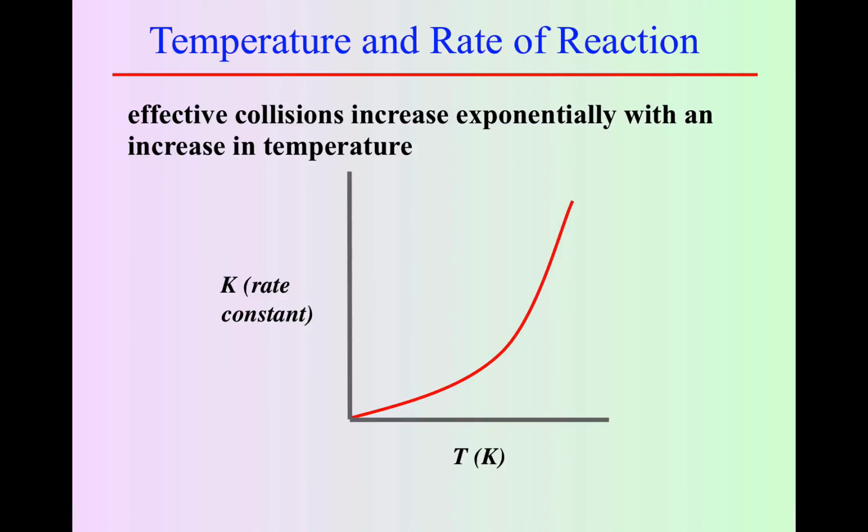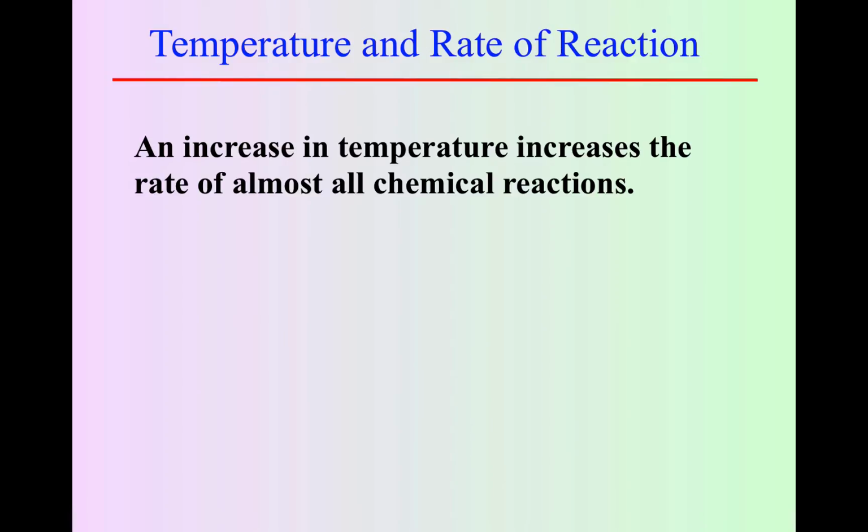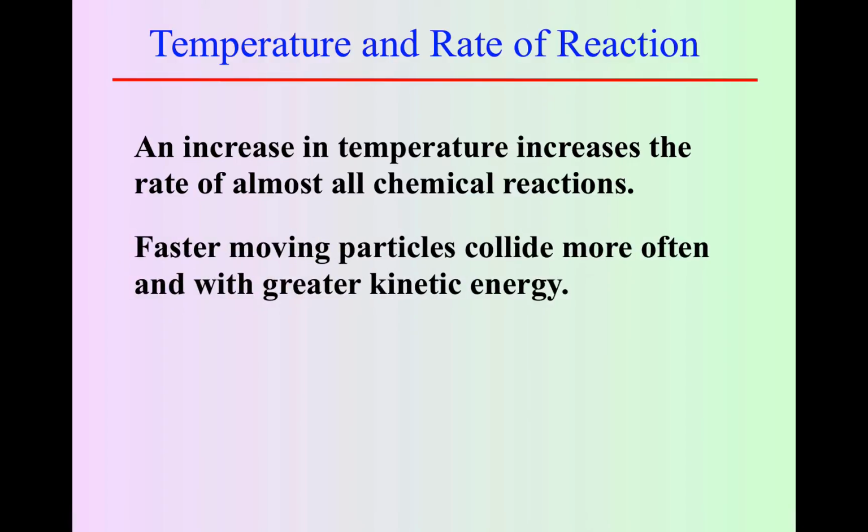So if I'm looking at a rate law, rate is equal to k times the concentration of A. It's not the concentration that's affected by temperature, it's the rate constant. So there's a direct relationship: increasing the temperature gives a larger magnitude of the rate constant. So bigger temperature, bigger rate constant. So the rate constant is temperature dependent. An increase in temperature increases the rate of almost all reactions; for our purposes, all reactions. Faster moving particles collide more often and with greater kinetic energy. So you get a twofold effect: more collisions and more effective collisions.